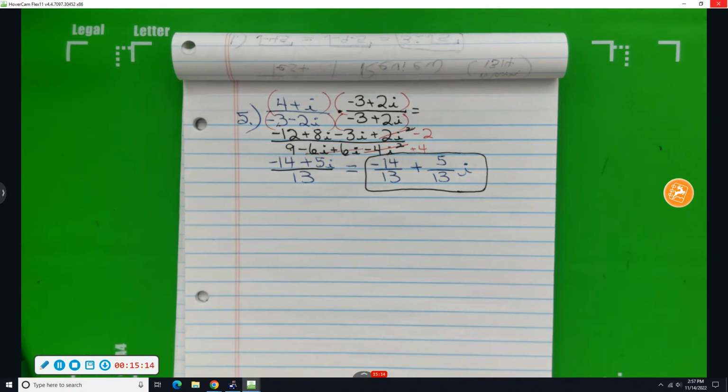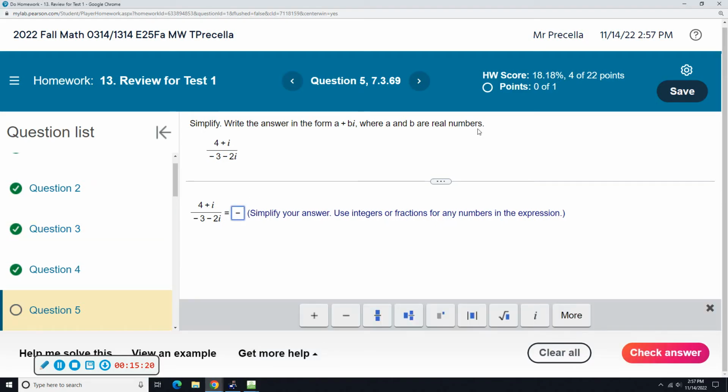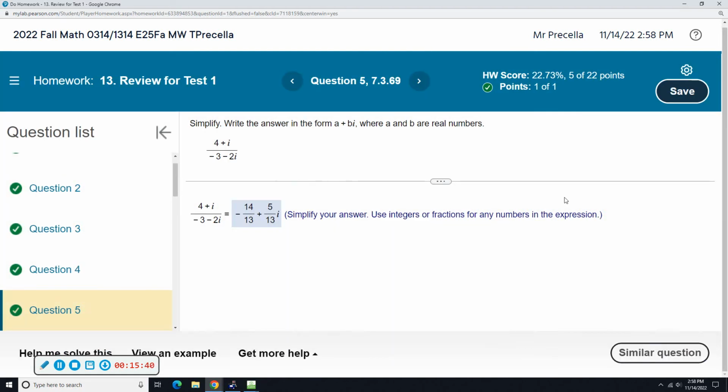So, going back to my lab, I have the answer: negative 14 over 13, right arrow, plus the fraction 5 over 13, right arrow, and check answer. Any questions there?